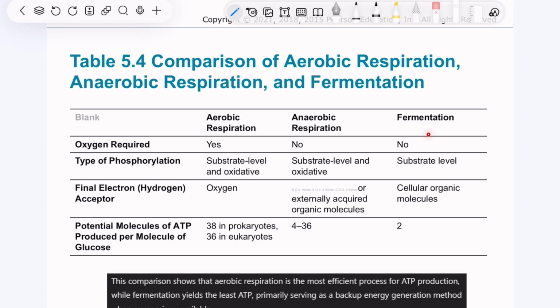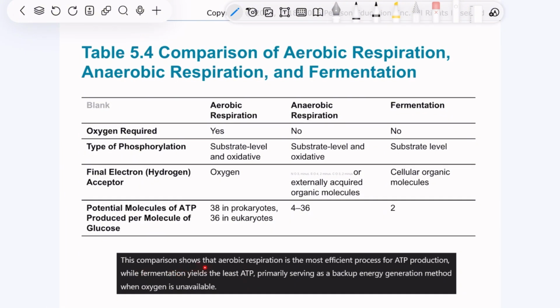Then we go to fermentation. Fermentation does not require oxygen. Now, the type of phosphorylation in fermentation is substrate level. The final electron acceptor is the cellular organic molecules, and the potential molecules of ATP produced per molecule of glucose in fermentation is 2. So this comparison shows that aerobic respiration is the most efficient process for ATP production. While fermentation yields less ATP, it primarily serves as the backup energy generation method when oxygen is unavailable.